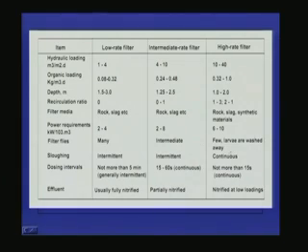And coming to the sloughing, that means how the sludge is getting removed from the system. Low rate filters it is intermittent, intermediate rate filter it is intermittent, and coming to the high rate filter the sloughing is continuous. And dosing intervals for low rate filter it is not more than 5 minutes, and intermediate rate filter 15 to 60 seconds, and high rate filter not more than 15 seconds.